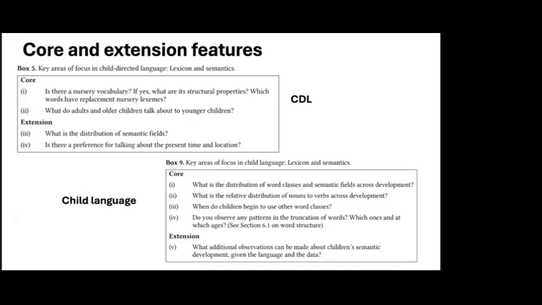Finally, in the core, do you observe any patterns of truncation of words? We'll come to that in the next sketch meeting, including which ones and at which ages. Finally, the extension is what additional observations can be made about children's semantic development given the language and the data. But let's just concentrate on child-directed language for today.